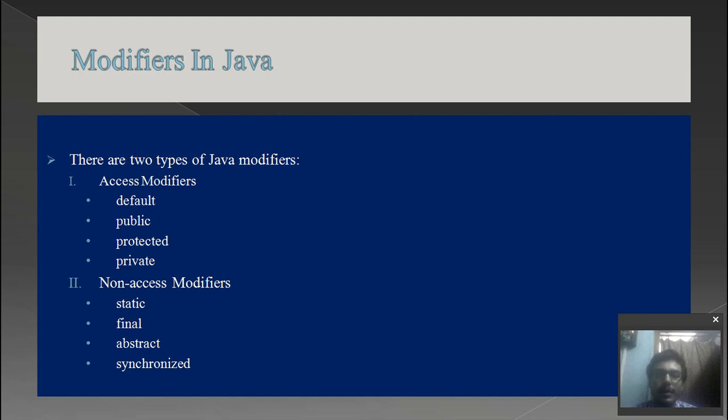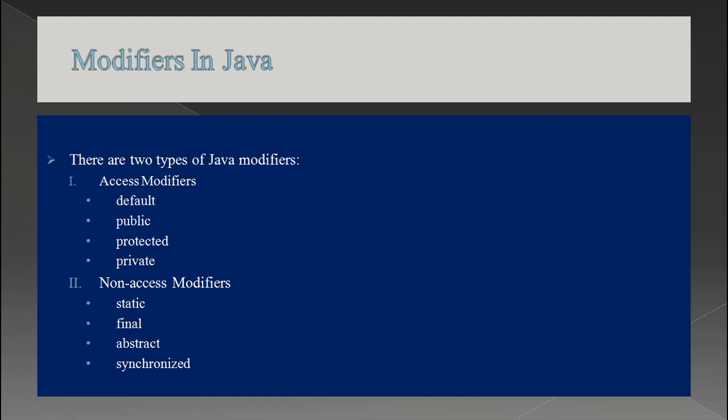Hello friends, in this video we will discuss the access modifiers in Java. There are two types of modifiers in Java: one is access modifiers, another one is non-access modifiers.